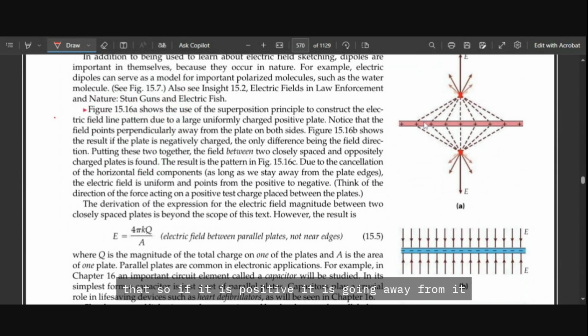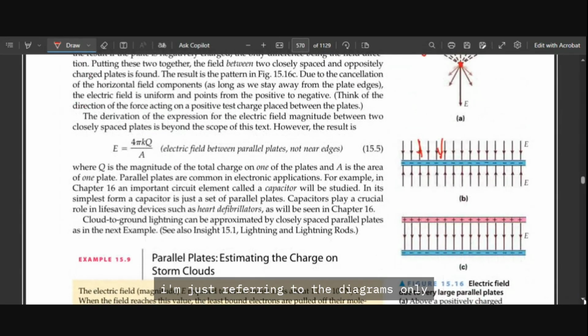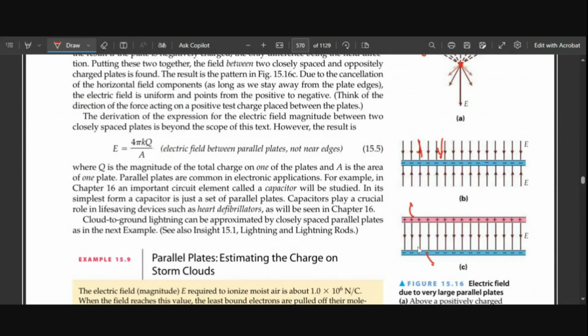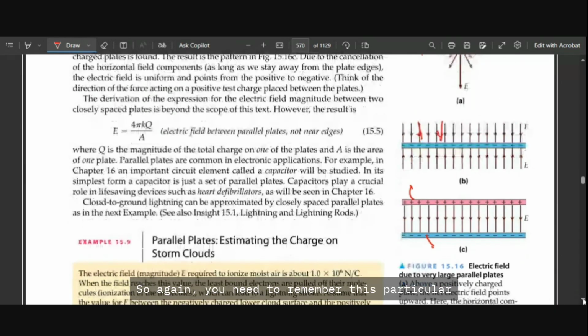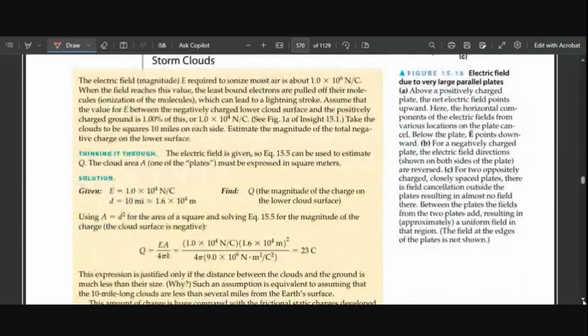If it is positive, it is going away from it. If it is negative, it is going into it. So remember this part as well. I'm just referring to the diagrams only. If there are parallel plates, where one is positively charged and another is negatively charged, the electric field between these two plates is going to lie parallel to each other like that. So again, you need to remember this particular diagram as well.